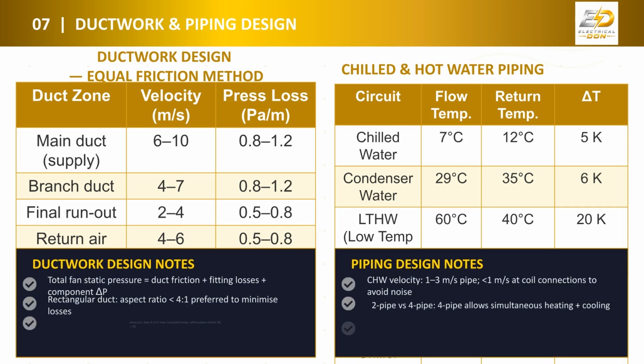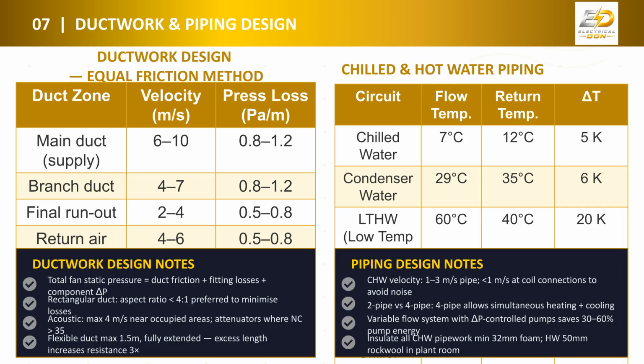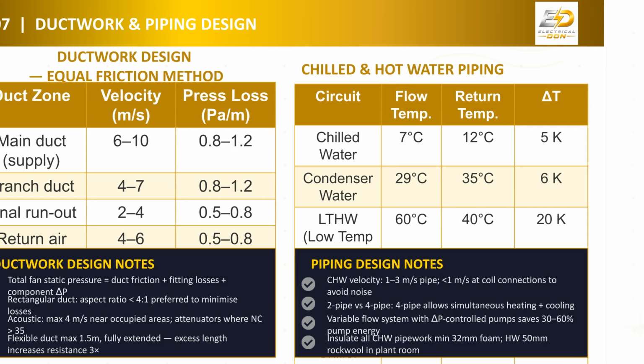Ductwork is designed using methods like equal friction, targeting optimal velocities, and pressure loss in different zones. Key design notes include minimizing duct aspect ratios, controlling acoustic levels, and minimizing flexible duct length. Piping designed for chilled and hot water systems requires specific flow and return temperatures and emphasizes variable flow systems for energy savings and proper insulation.